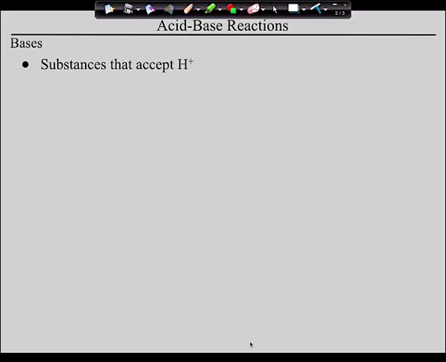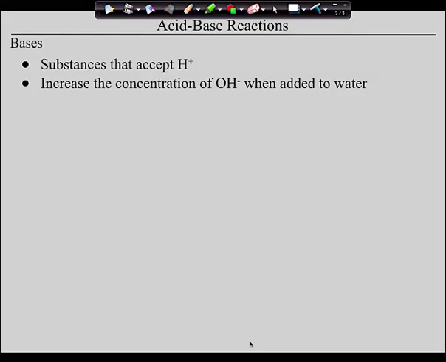Now guys, you ready for a deep thought? In water, here's what they do. They increase the concentration of hydroxide ion. Now guys, there's one of two ways that this can happen, and we're going to go over them now. There's one of two ways that we can increase the concentration of hydroxide. What's the first one? Come with hydroxide, right?